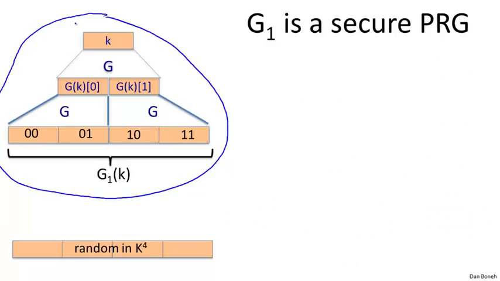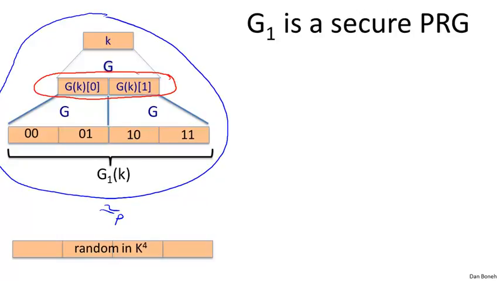And what that means is we want to argue that this distribution is indistinguishable from a random 4-tuple in k to the 4th. Okay, so our goal is to prove that these two are indistinguishable. Well, let's do it one step at a time. We know that the generator is a secure generator. Therefore, in fact, the output of the first level is indistinguishable from random.